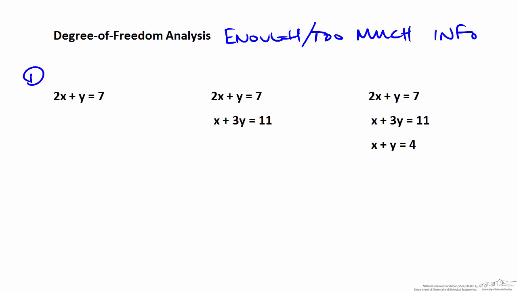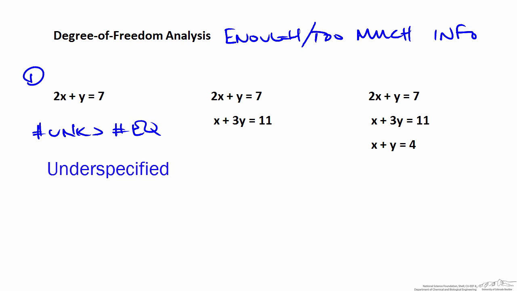If we were asked to solve this, we intuitively know that we can't, because we only have one equation with two unknowns. We could rearrange this however we want to solve for x or y, but we'll never be able to solve for both of these variables. So when the number of unknowns is greater than the number of equations, we have an underspecified system. We can't solve for the two variables without more information, in other words, another equation.